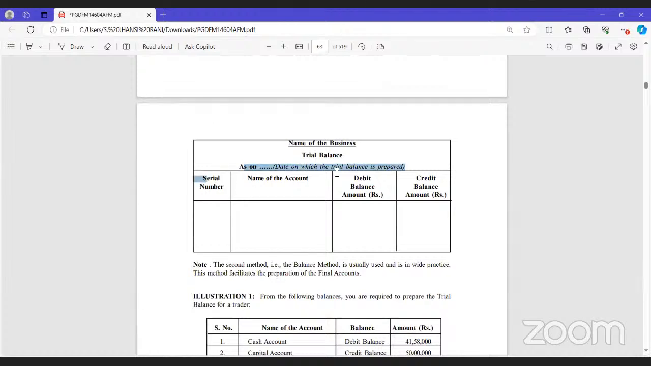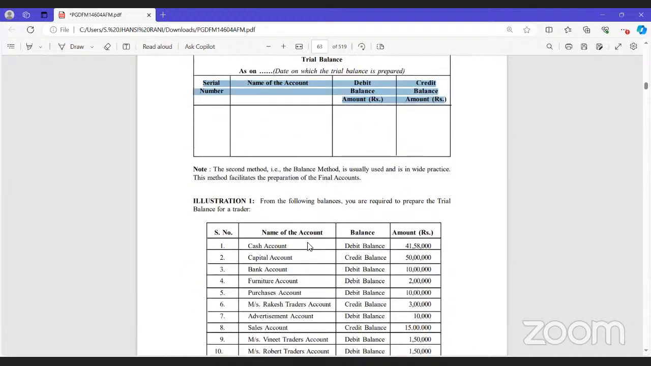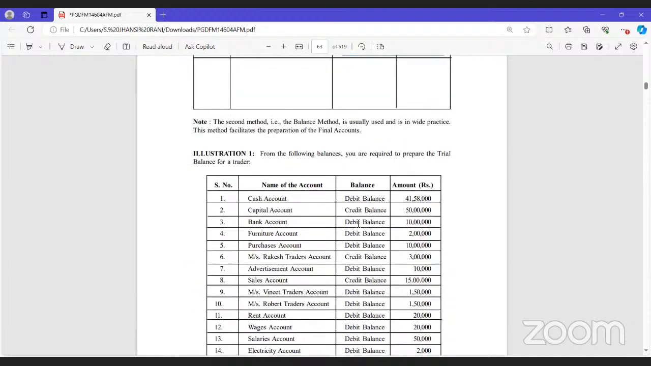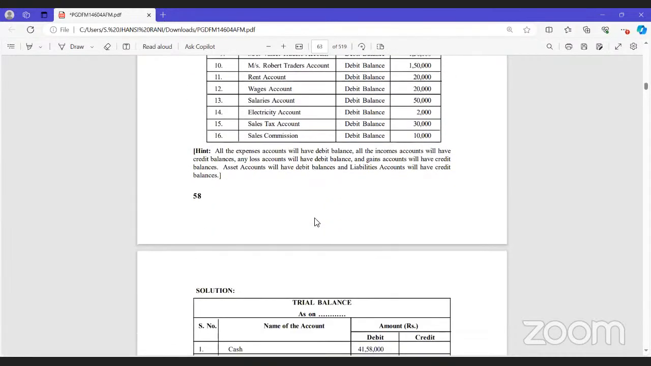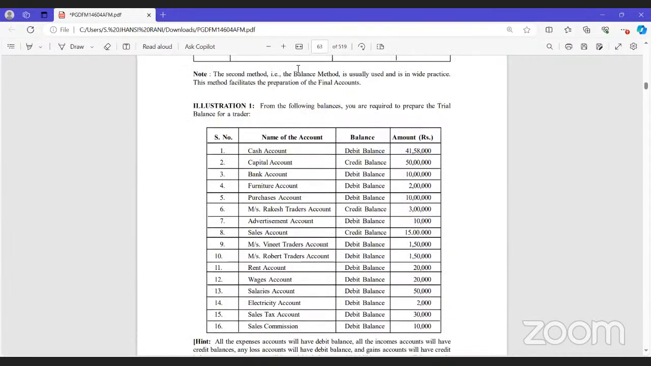So this is how we prepare the trial balance: name of the account, debit balance, credit balance. That's it. Look here, this is the question given to us. Cash account, debit balance, this much amount. Capital account, credit balance. So what we will do, we will draw an account and write it here itself.